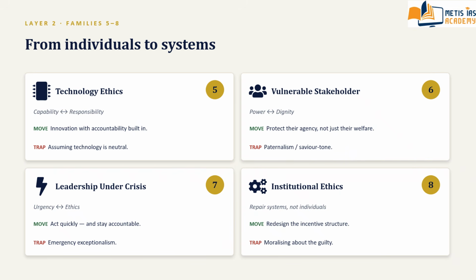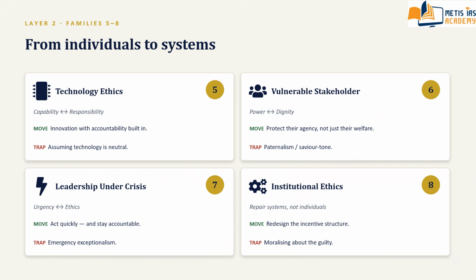And the final family is number 8, that is institutional ethics. When it comes to institutional ethics, repair systems, not individuals. Institutional redesign is the winning move. So the trap would be moralizing, etc. But moralizing about guilt is not correct as far as institutional ethics and institutional redesign are concerned.